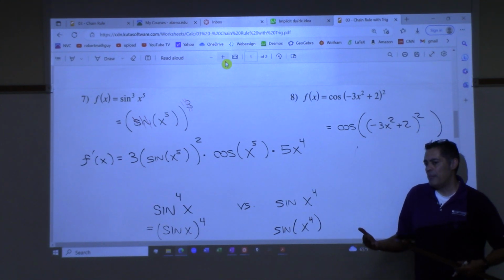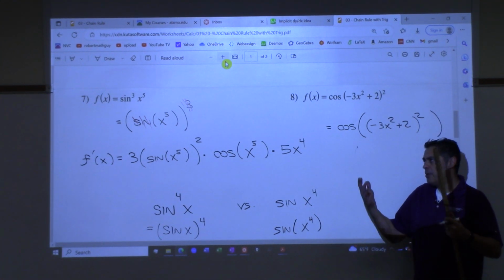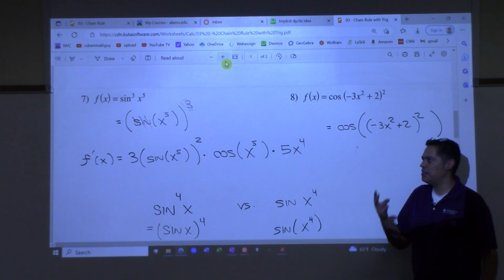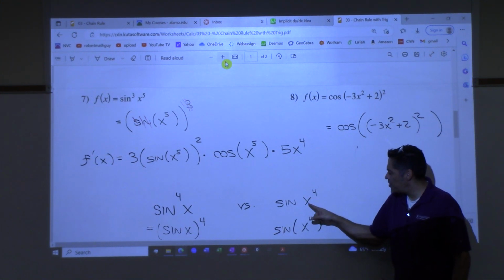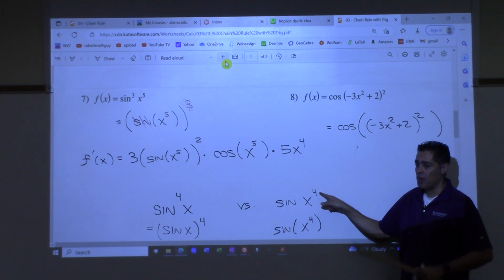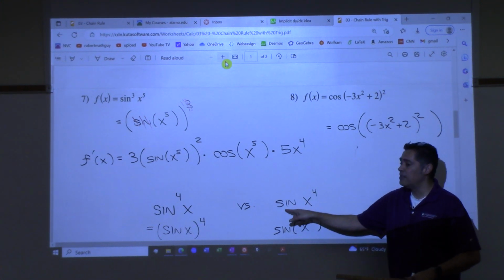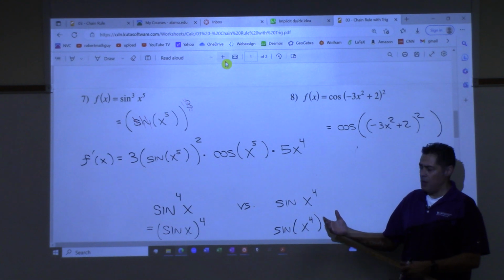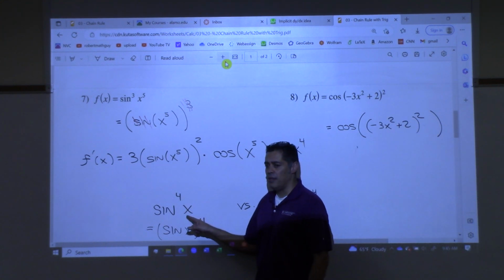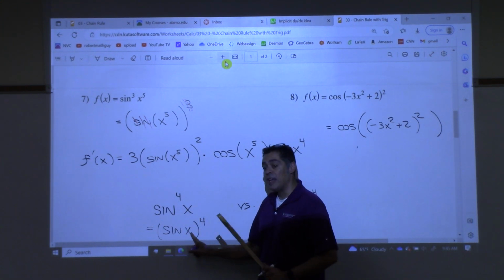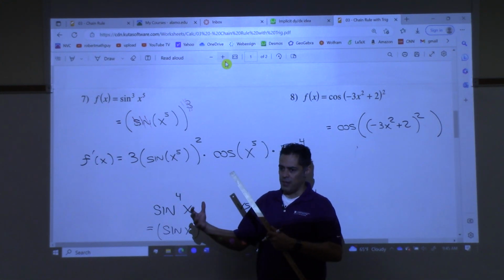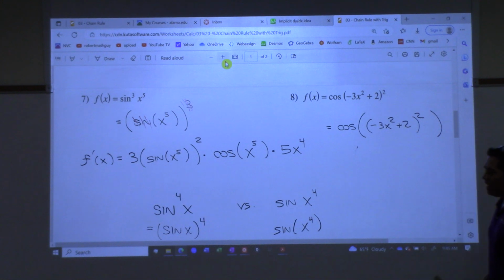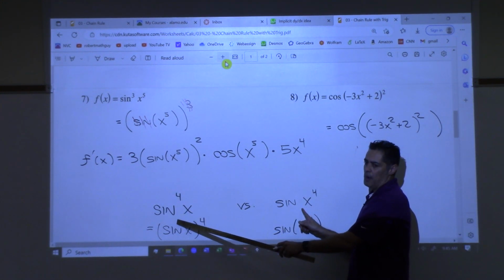So for example, if I said, hey, plug 2 into this, what you need to do first is take 2 and raise it to the 4th power, figure out what that is, and then take sine of that number. Understand? But over here, if I say plug 2 into this, you take sine of 2, take that answer and raise it to the 4th power. See, there's a difference there. So notation is important for us to understand what these two things represent.